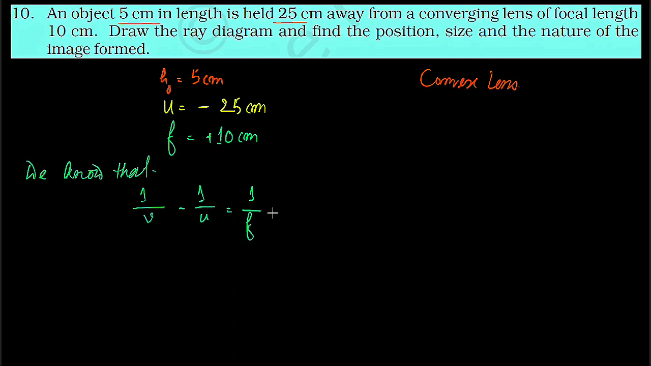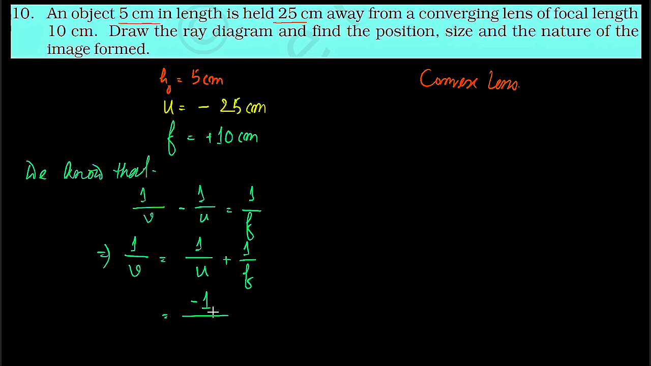This is our lens formula. So we need the value of V, so we will keep the V here. What will we write? 1 by V equal to 1 by U plus 1 by F. Simple fact. Right or wrong? So now we'll actually put the values. What are the values given?